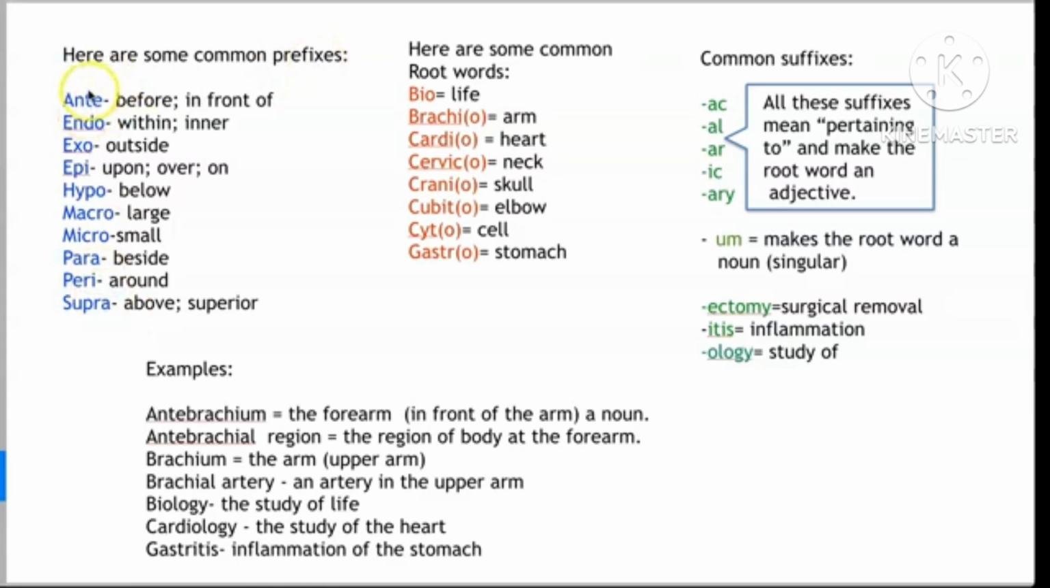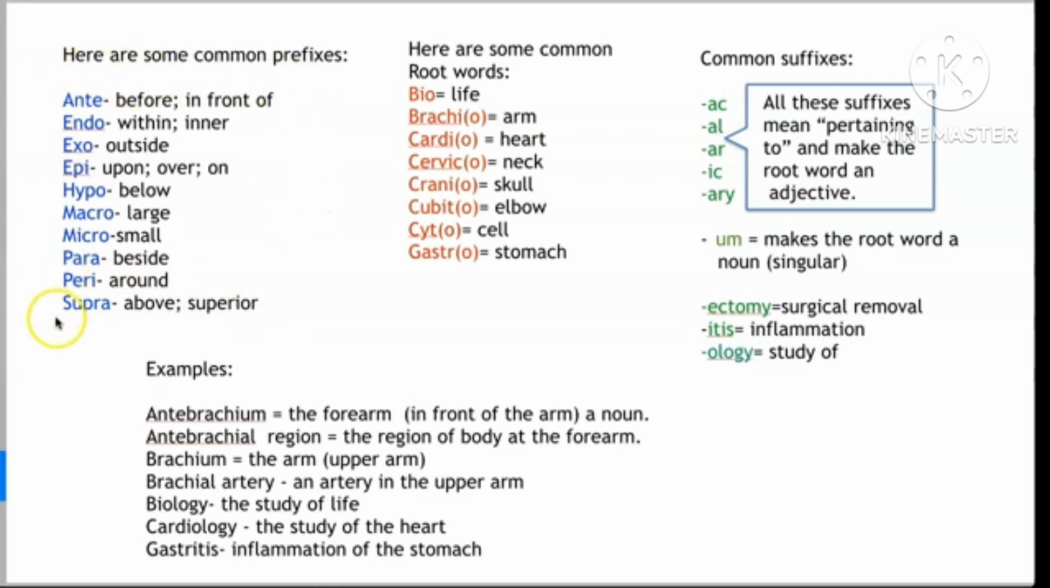Ante, this is a prefix. It comes before a root word. Ante means before, in front of whatever the root word is. Endo, within, inside. Exo, outside. Epi, upon, over, on top of. Hypo, below. Macro, large. Micro, small. Para is beside versus peri, which is around. Supra is above, superior.